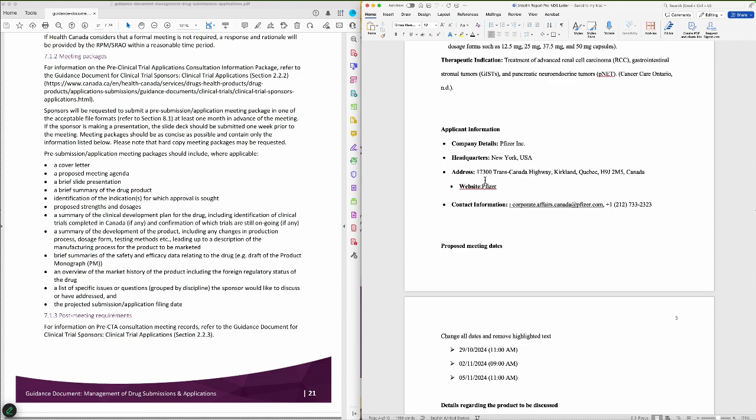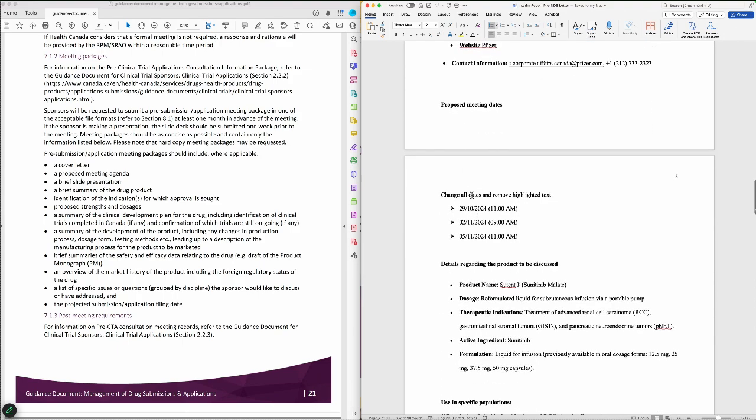So we are dealing with Health Canada in Canada. So we have to, of course, give the address of the office of the company. But the headquarters can be in another country. There's no issue with that. And now we have also the contact information for the headquarters. And then the proposed meeting times, we are now giving when. But here, of course, we usually put morning or afternoon.